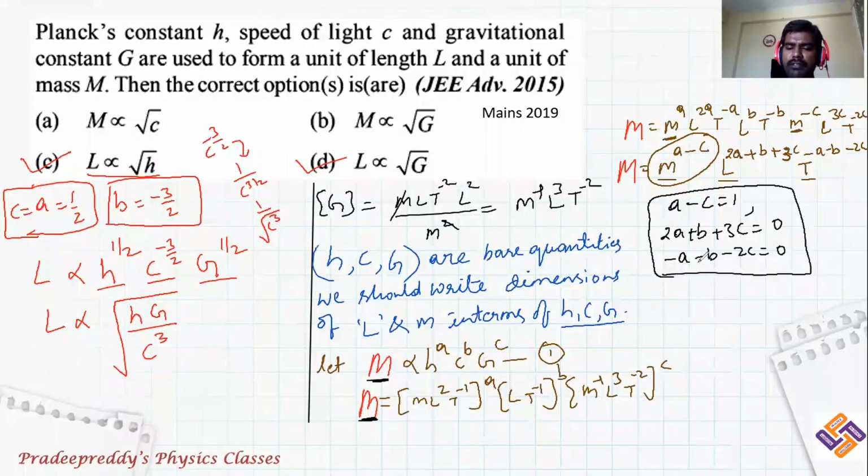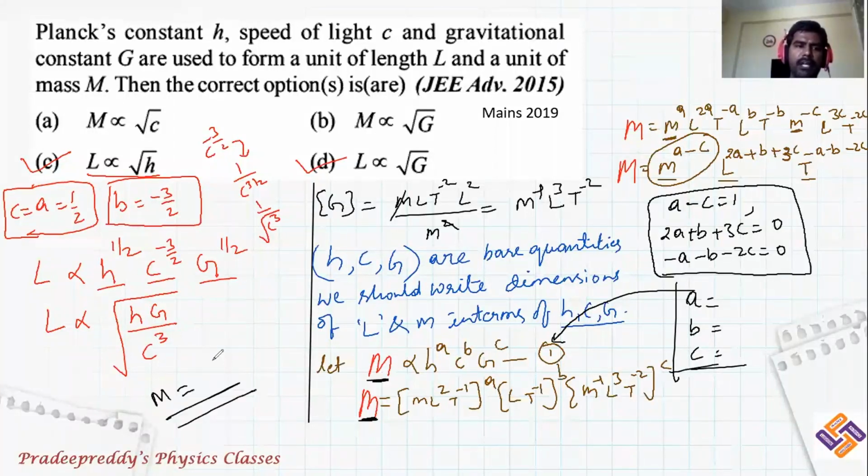Now evaluate these three so that you will be getting one value for A, one value for B and one value for C. Take this A, B, C and substitute in this expression so that you will be getting one expression for M. From that you can cross check which option is correct, A or B. Sometimes both options, A and B, may be correct. You can cross check that.